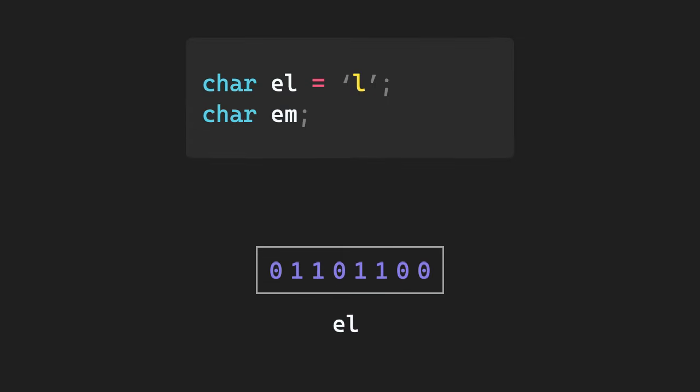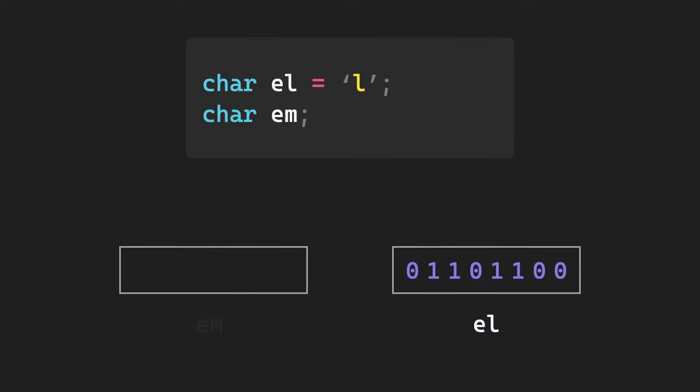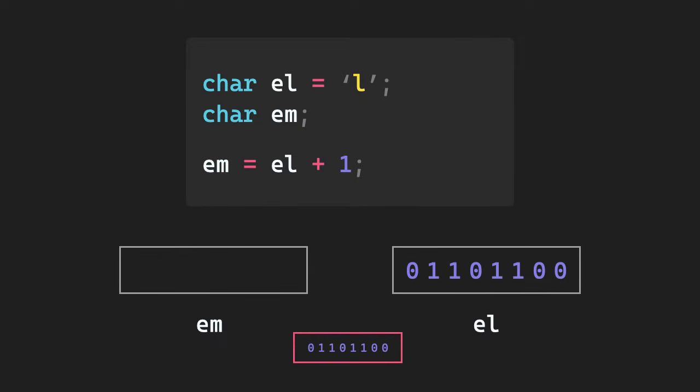Let's declare another variable called M, which is a character. So another byte is allocated for M. Assign L plus 1 to M. The value on the right is obtained and stored in the variable on the left. So evaluating L plus 1: bringing in the value of L, adding 1 to it, and storing it in M.